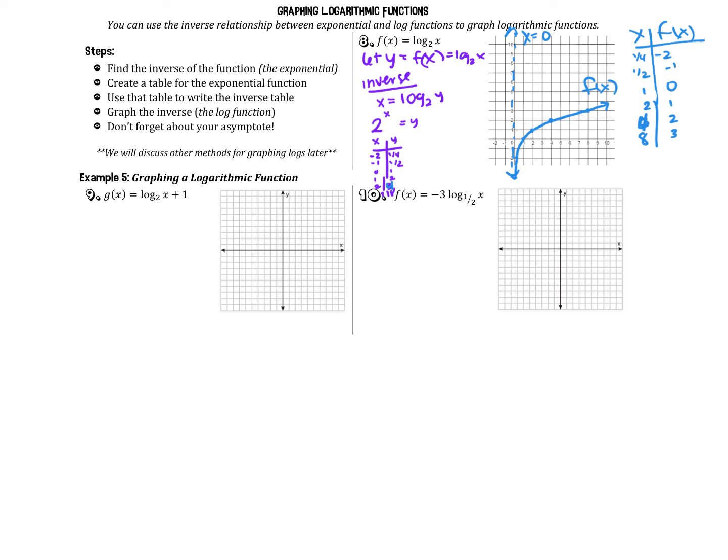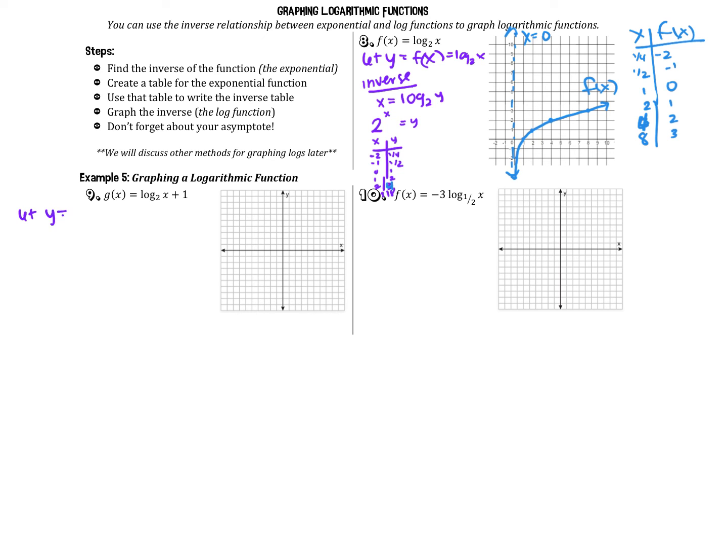Now again, we're going to talk about strategies for graphing this differently in future sections, but for right now, our goal is just to say, what does this look like as an exponential function? We're still getting comfortable graphing those, and then flip our x and y so that we can graph them again. So looking at number 9, let's talk about the inverse, the exponential first.